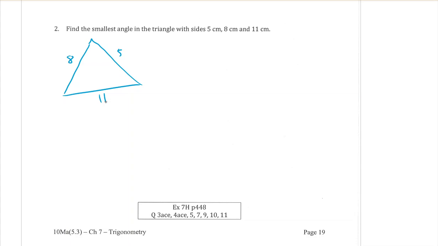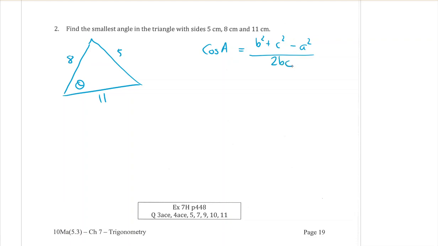So I'm trying to find the one across from the 5. It's going to be that angle in there. So if I'm finding the smallest angle, it'll be across from the smallest side. Now I am finding an angle. I do have all three sides, which is a dead giveaway for Cos Rule. The formula to find an angle in Cos Rule is cos A equals b squared plus c squared minus a squared over 2bc.